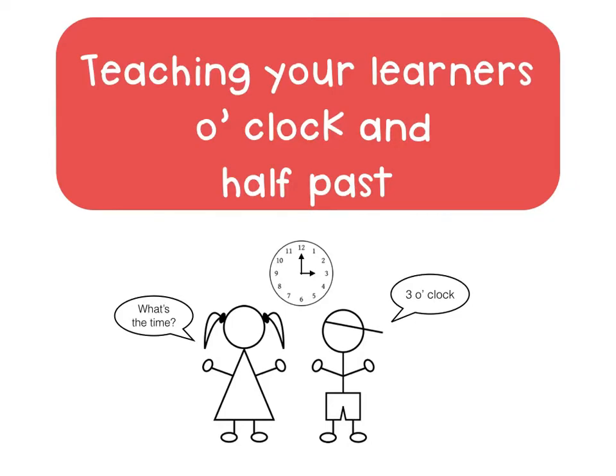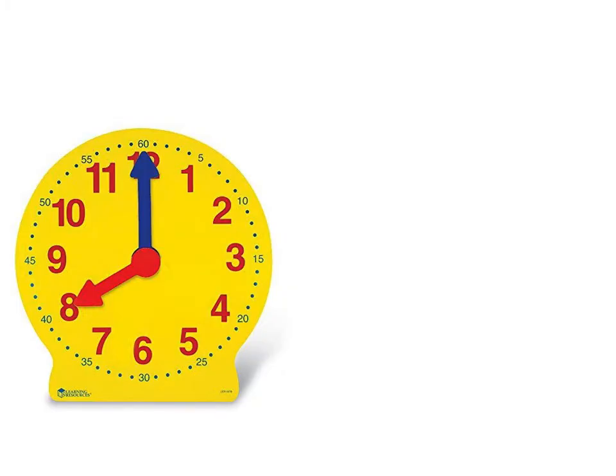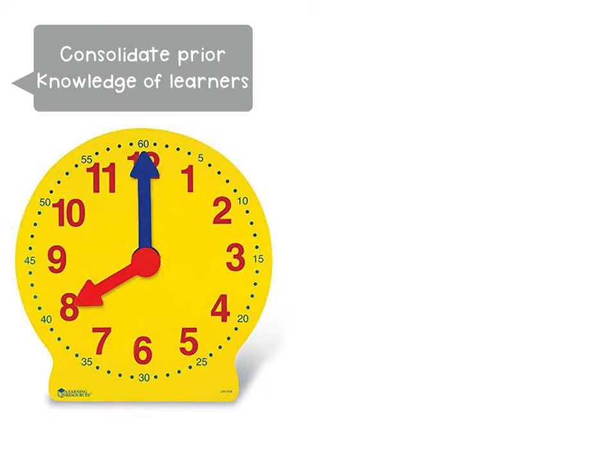When teaching your learners formal time telling, the easiest times to start with are o'clock and half past. Remember that there may be some learners in your class whose parents may have already taught them to tell time. Allow them to explain what they already know and only correct where necessary. Children enjoy being able to express their knowledge.